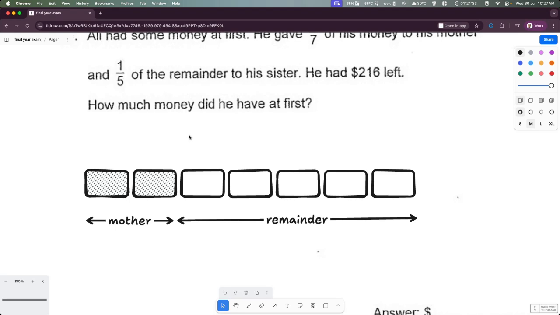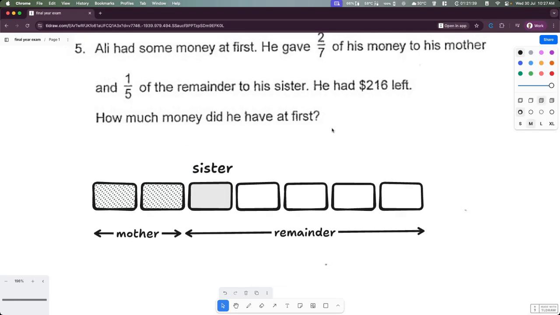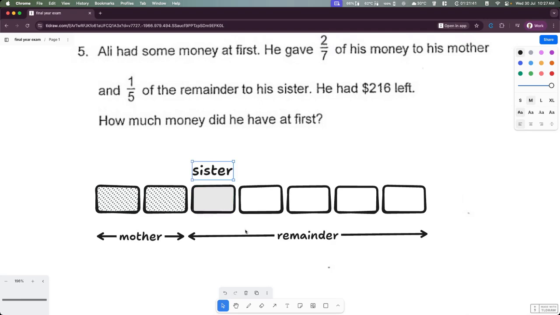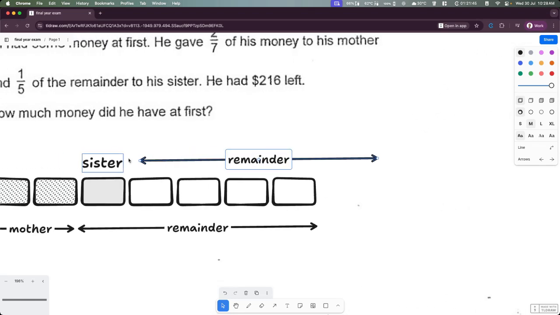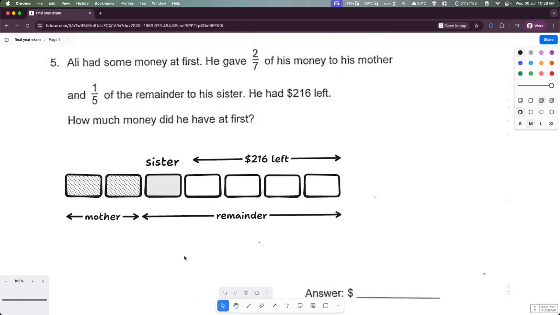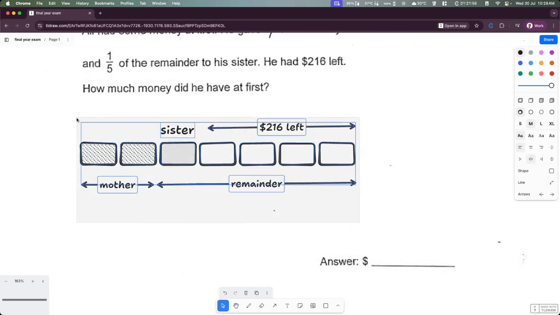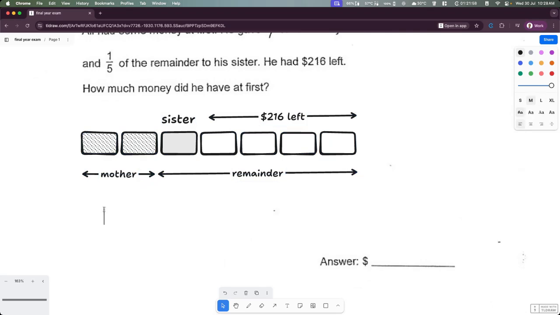Okay, what I'm going to do is put the text "sister" as one here. So I'm going to put it like this. Okay. So now after that he is left with this part, right? $216 is left. So 216 left. Okay, so how much money did he have at first? So from here I think you can probably solve this.